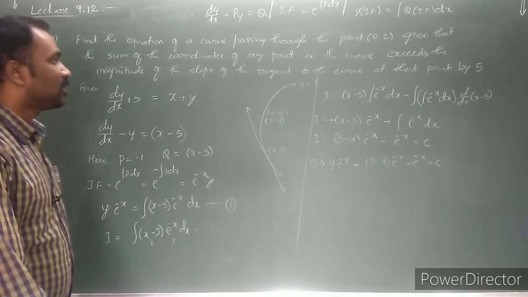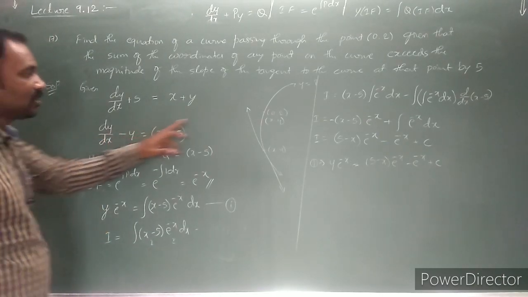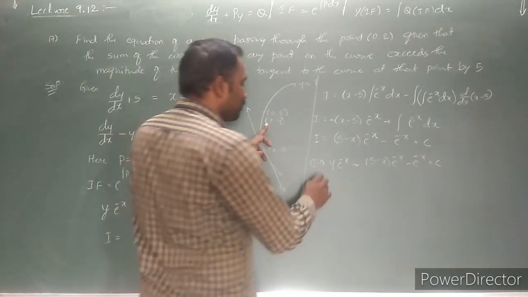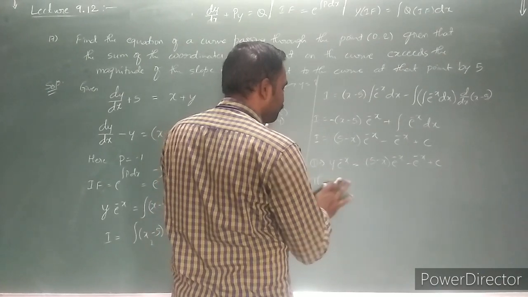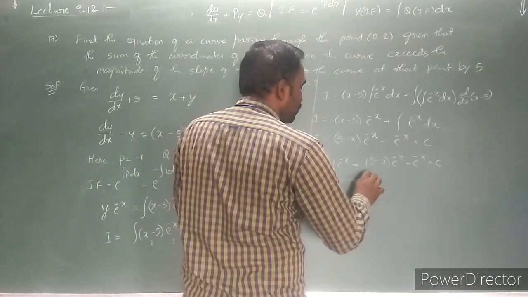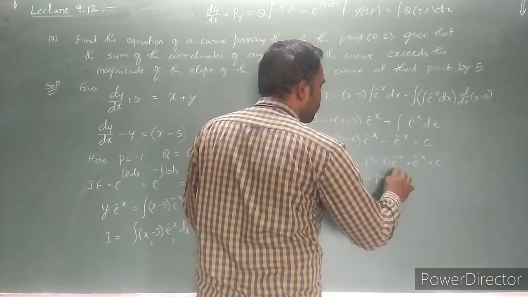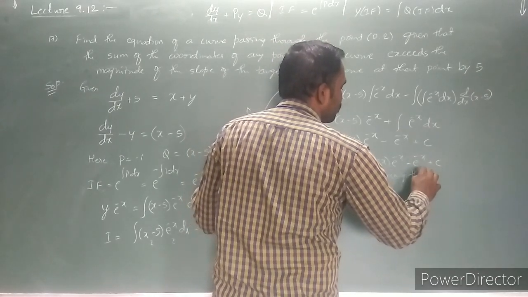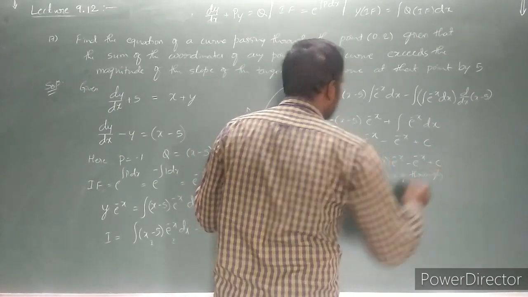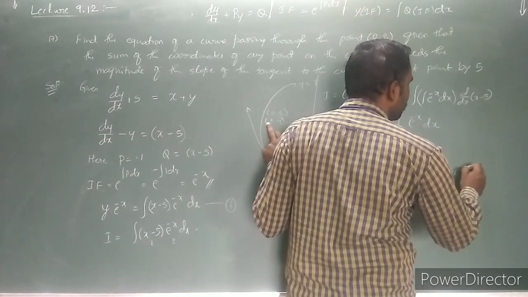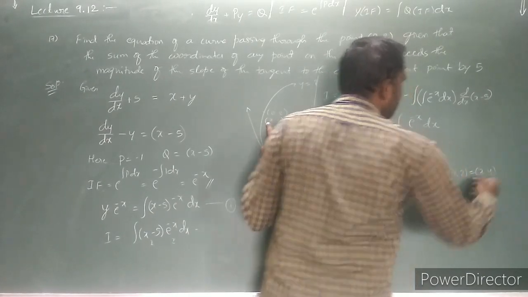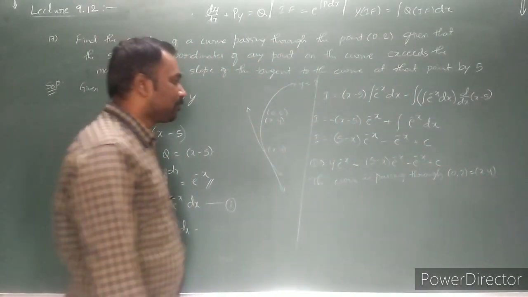Now we need to get the particular solution. How to get the particular solution? Given that the curve is passing through the point (0, 2), which means that x value is 0, y value is 2. Replace it.